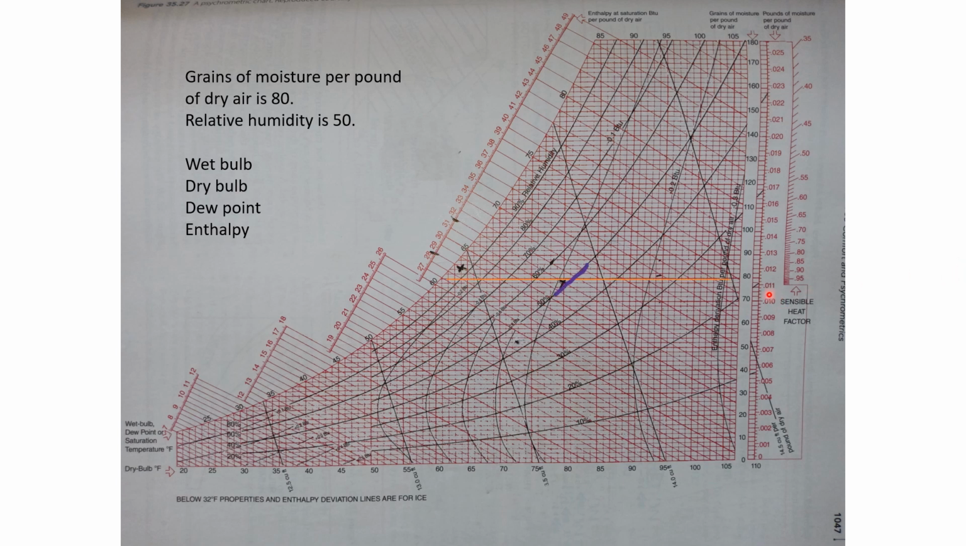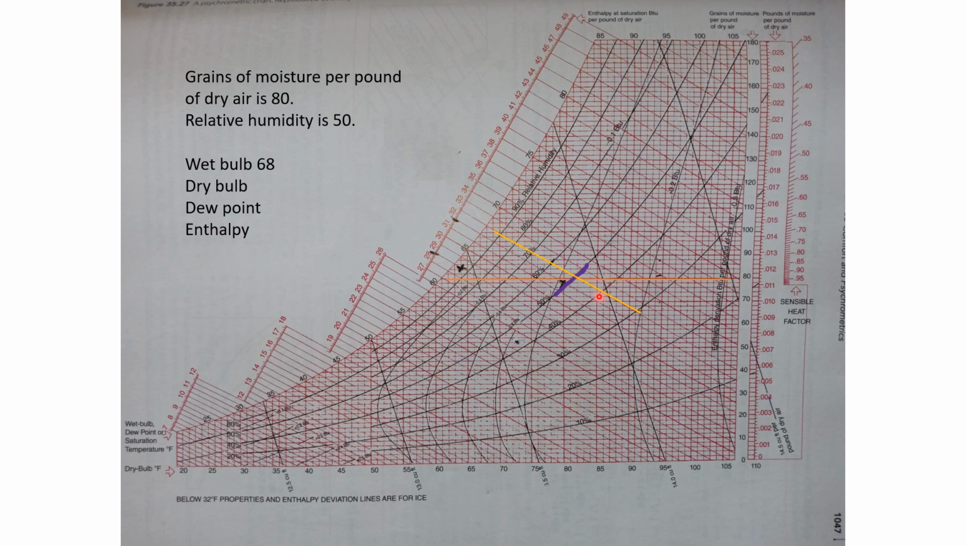Okay, so we have 80 on our grains of moisture per pound of dry air. Boom, we come across that way. Our relative humidity is 50, so this is our 50 line. Right there is where they meet. When we want to go to wet bulb, it looks like we're just going to go straight up this way. Each one of these is 1, by the way, so that should be a 68 on our wet bulb. Let's see what we got. Yeah, 68 on our wet bulb.